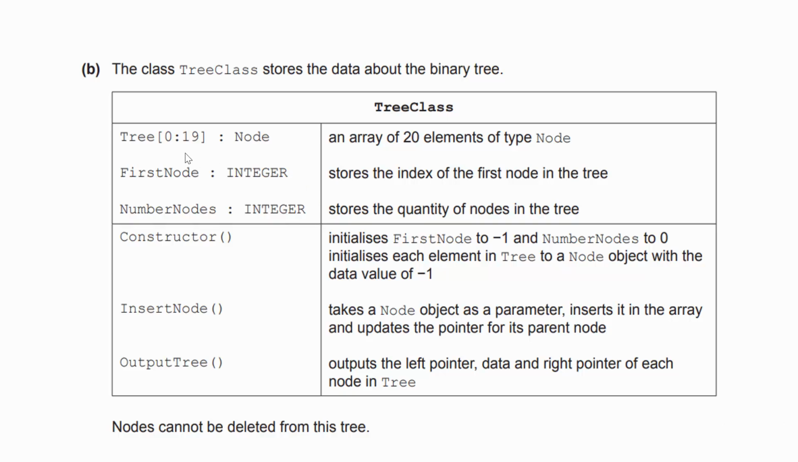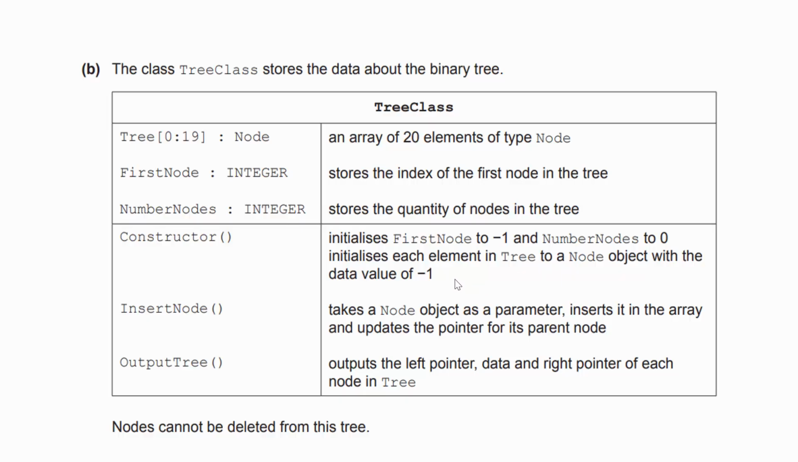Now, we do have an array called tree of the node data type, so we will be implementing the other class because we have an attribute of nodes here. We also have first node that stores the index, not the value, but the index of the first node in the tree, and then how many total nodes are in the tree. The constructor, every class is going to have a constructor. Now in this one, we're going to initialize the first node to -1. That's what they're using as a null value. So when we create this tree, it doesn't have any nodes yet. So they're setting it to -1 and the number of nodes to 0.